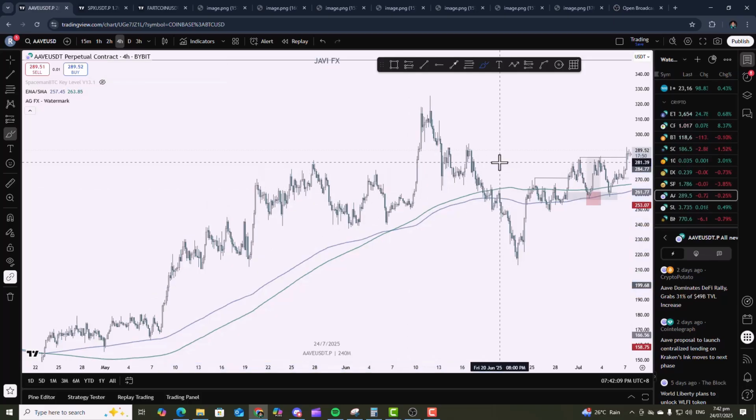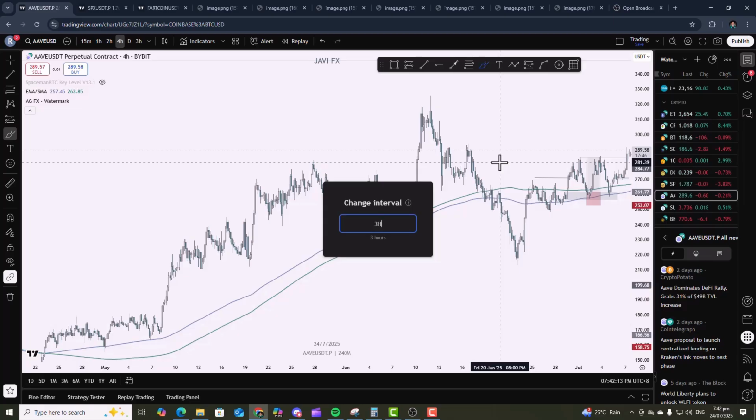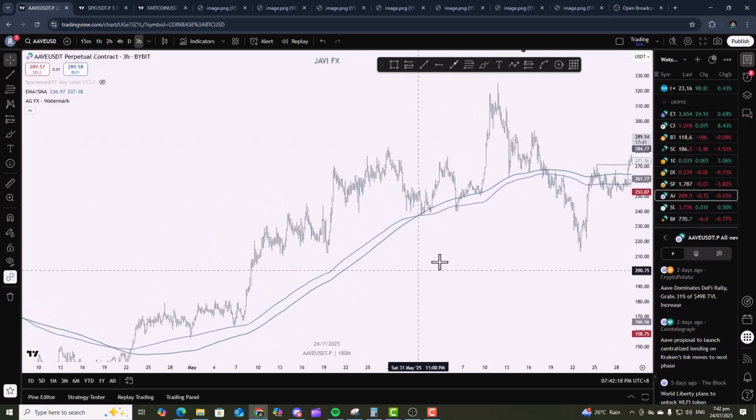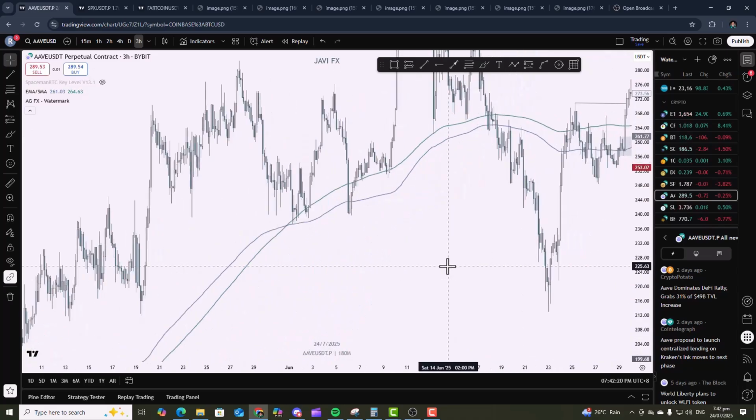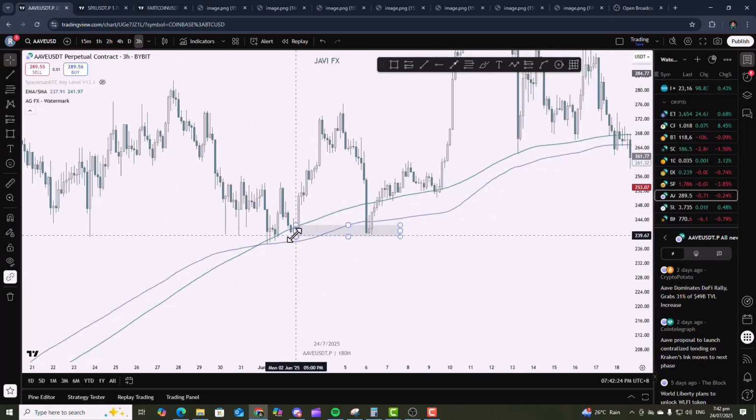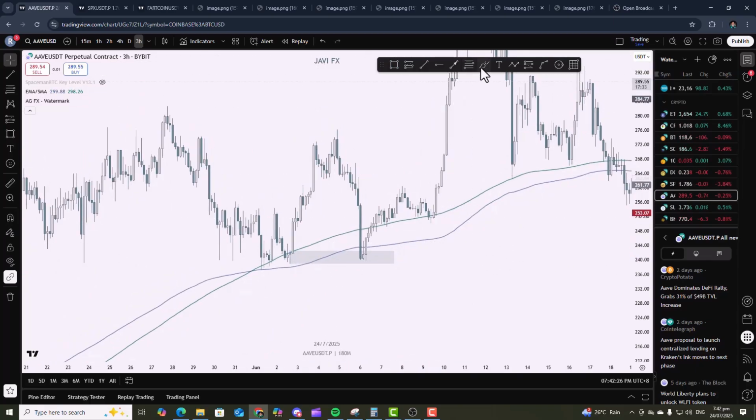So what we do is we go down time frames. So if it's not the 4-hour, maybe it's a 3-hour. Yes, it is. It is actually the 3-hour. So if you look here, there is a demand zone right here sitting, guess what? Right at the moving averages again.